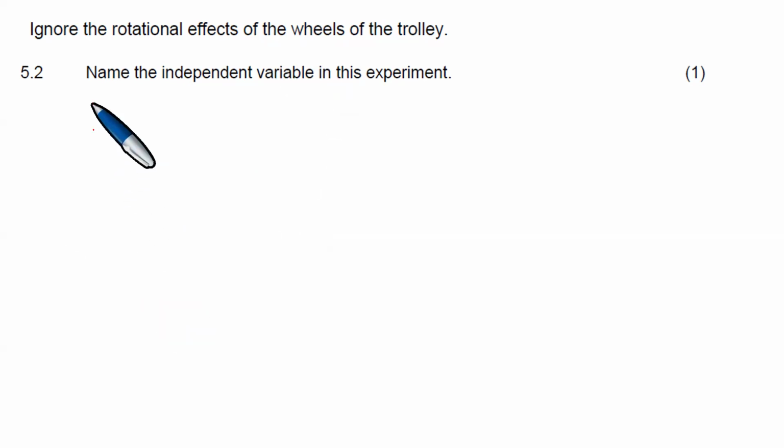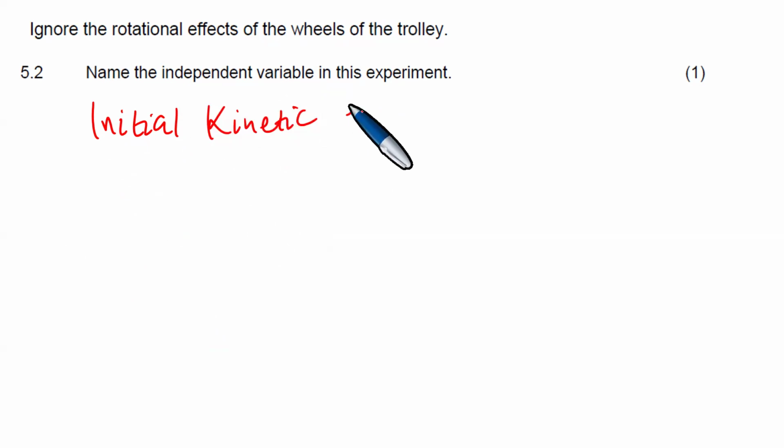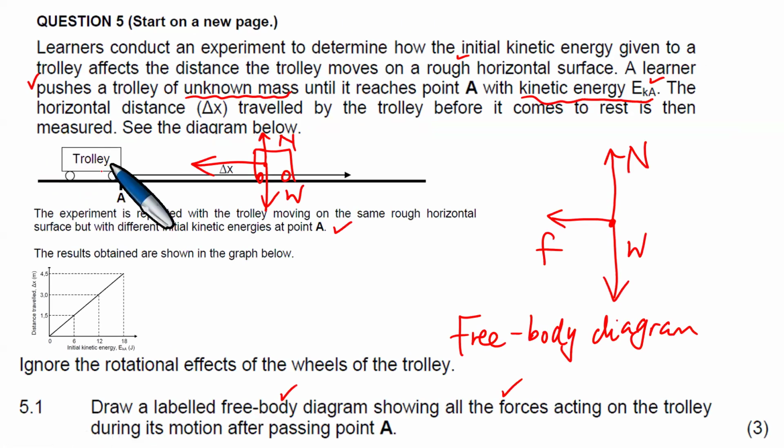They were changing the initial kinetic energy because they were pushing it more. They were pushing it a little bit more and a little bit less, and they wanted to see if you push it very fast, does it cover a greater distance? And then if you push it slowly, and when it gets to A you let it go on its own, will it travel a shorter distance?